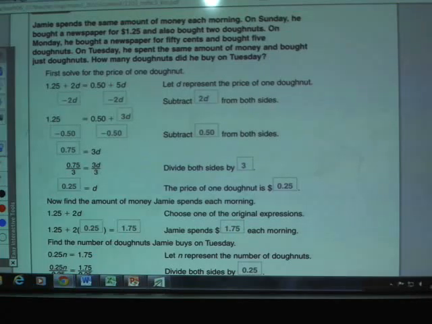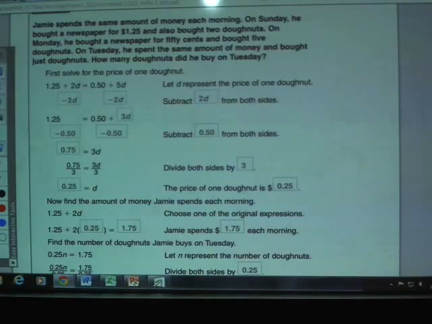All right, let's go ahead and take a look here at this example. It says Jamie spends the same amount of money each morning. On Sunday, he bought a newspaper for $1.25 and also bought 2 donuts. On Monday, he bought a newspaper for 50 cents and bought 5 donuts. On Tuesday, he spent the same amount of money and bought just donuts. How many donuts did he buy on Tuesday?